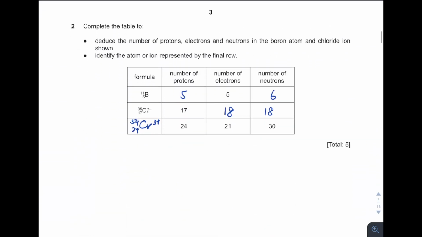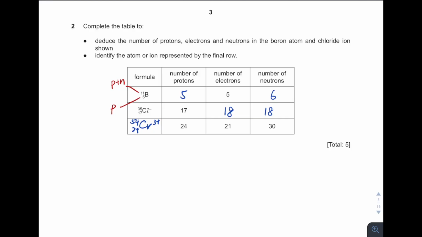Then next one. Proton, electrons, neutron. Remember, for the element symbol, the number on the top left hand corner is always the sum of p plus n, the so-called nucleon number. The bottom left hand corner is always just the proton number itself. So it's given here, we know that proton is 5, neutron is 11 minus 5, get 6. Then given this chloride ion, you see the charge is -1, so therefore it has 1 extra electron compared to protons, so 18 electrons. Neutron 35 minus 17, you get 18.